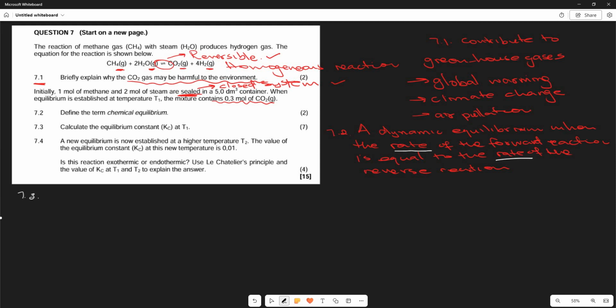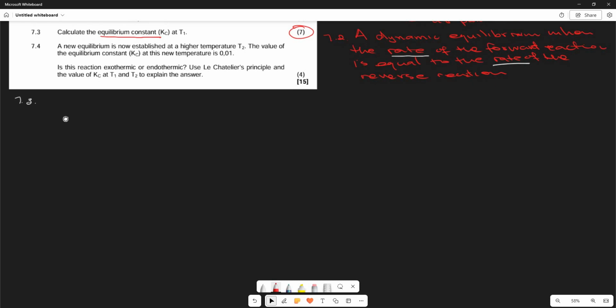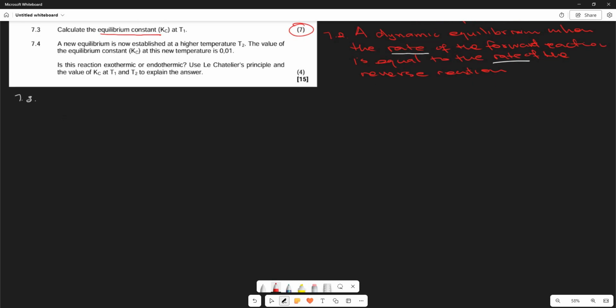7.3 is asking us to calculate the equilibrium constant Kc at T1. We'll discuss in case the temperature changes, how that influences the Kc value. You can even see the number of marks there, so that means there's a number of calculations or steps that we need to do in order to get the value of Kc. And also I want us to touch on the significance of that value.